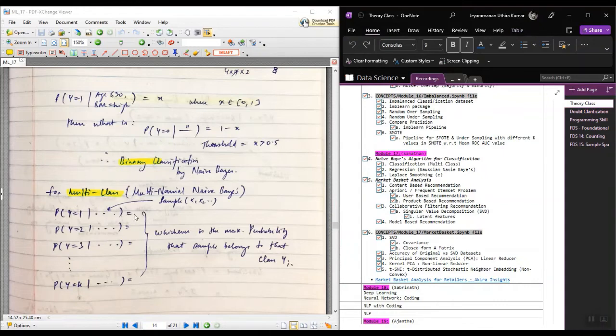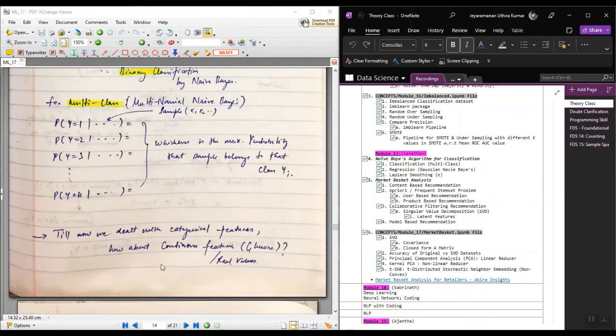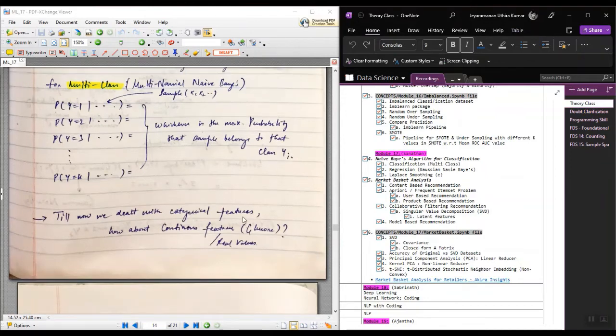So whichever probability is high, let's say for 3 it is 0.8, that means the particular sample belongs to class C, class 3. Okay, so this is how we do it for multiple classes. So till now we just dealt with the categorical features. So now we will know how to find the probability using the continuous features also.